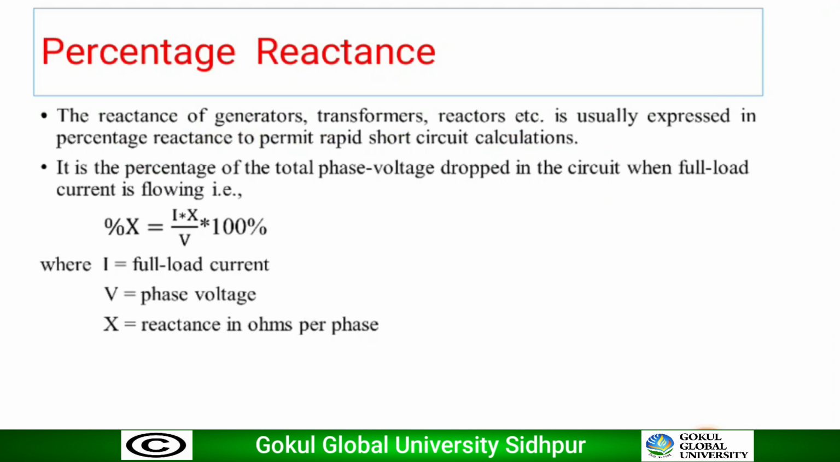That means percentage reactance X is equal to I X by V into 100. I X represents the voltage drop in the circuit when full load current is flowing. Here I is the full load current, V is the phase voltage, and X represents the reactance in ohm per phase.